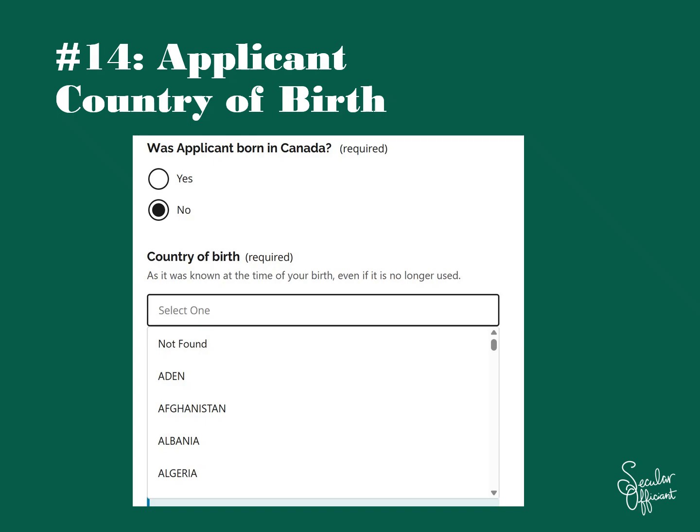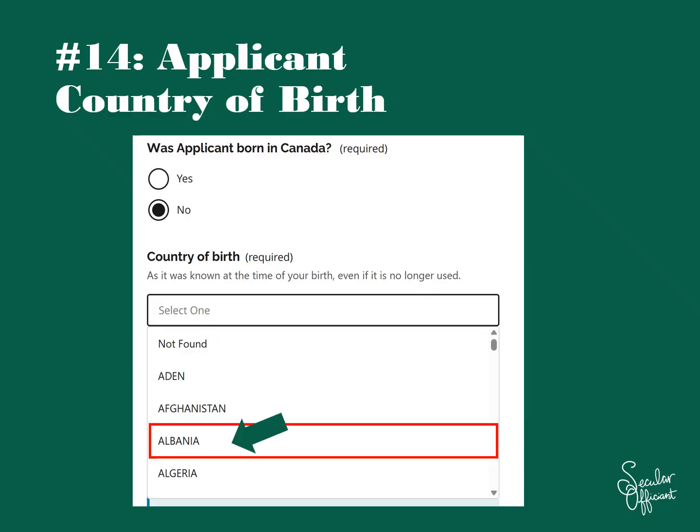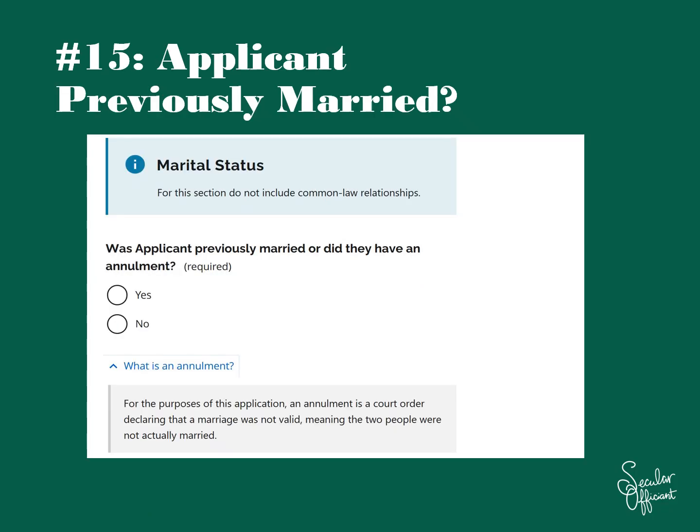If No was selected, the application will then ask you to select the country you were born in. You can start typing in the country and then select it from the provided list. The website asks that you indicate the country name at the time, even if it has changed. If you're unable to find your country on the provided list, you can select Not Found. In this example, I selected Albania. Step 15 is indicating if you were previously married or had an annulment. Since you and your partner are getting married for the first time and weren't previously married, select No.